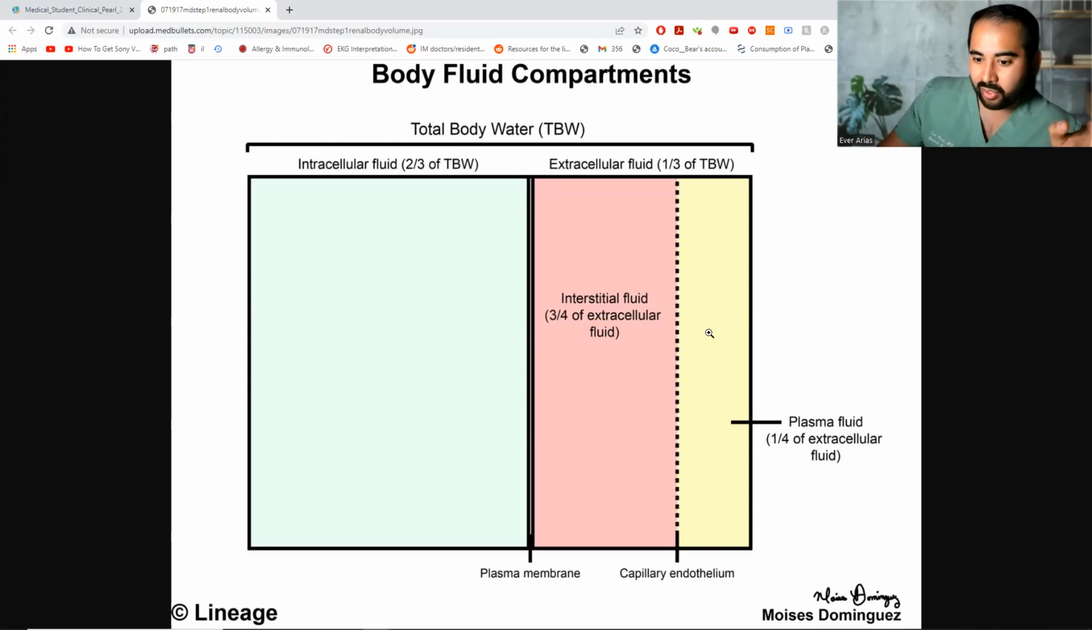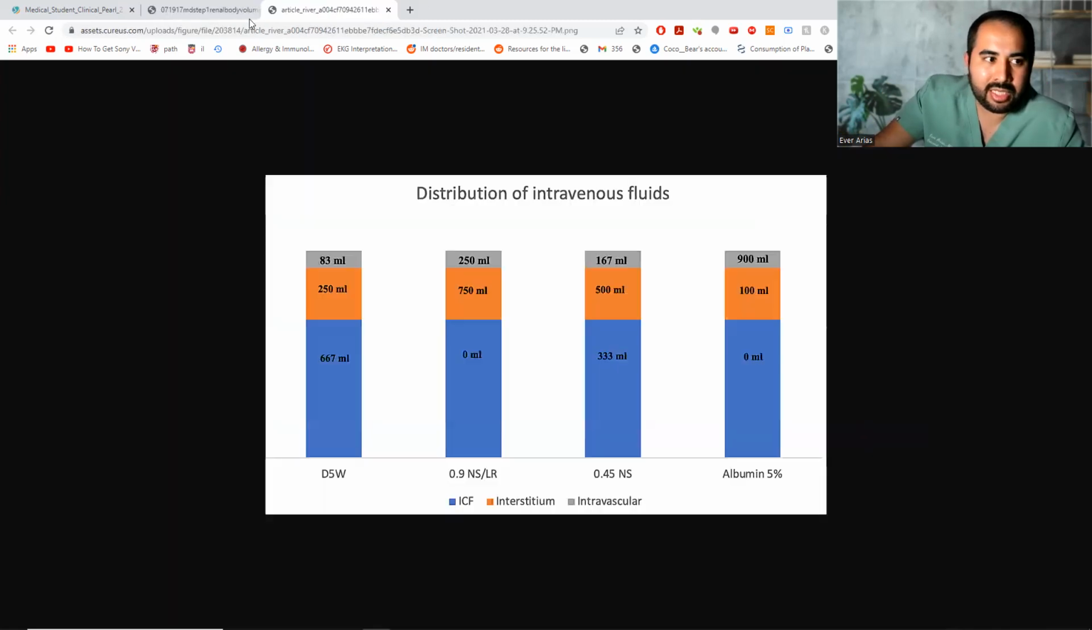You have interstitial fluid and you have plasma. Three-quarters of the total extracellular fluid is made up of interstitial fluid, and one-quarter is made up of plasma. So essentially what you're really targeting is the plasma, which is where your blood pressure is, versus the interstitial fluid compartment. I'll give you guys an idea of why that's important. So looking at the different ways that fluid is distributed after you give IV fluids, this is important.